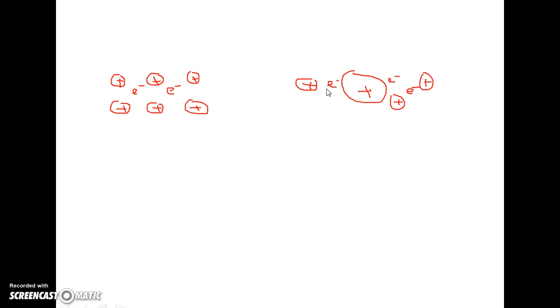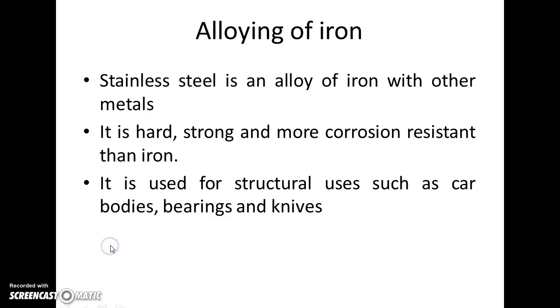At the same time, since the electrons are blocked by the metal ions here, so the release of electrons will become more difficult. So that's why the corrosion resistance will be higher. So stainless steel is a very common alloy type of the iron with other metals. It is hard, strong, and more corrosion resistant than iron.